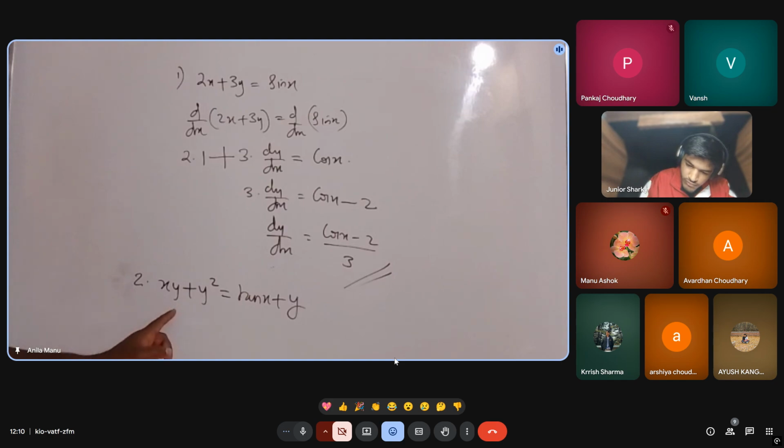You understood, right? This one is implicit. X and y, two variables are there. So the method is to differentiate both sides with respect to x.